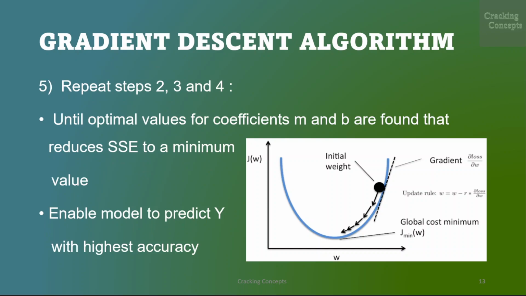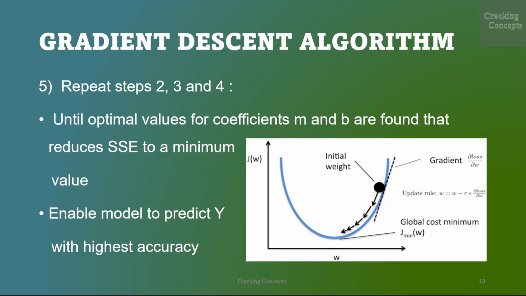Now this is done until the optimal values for the coefficients m and b are found that will reduce the value of SSE to a minimum. The optimal values of m and b will enable the model to predict y with the highest accuracy.